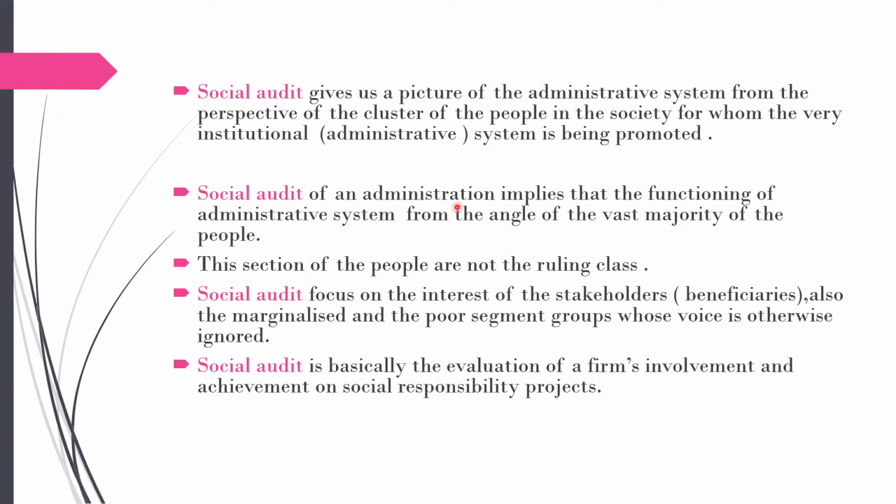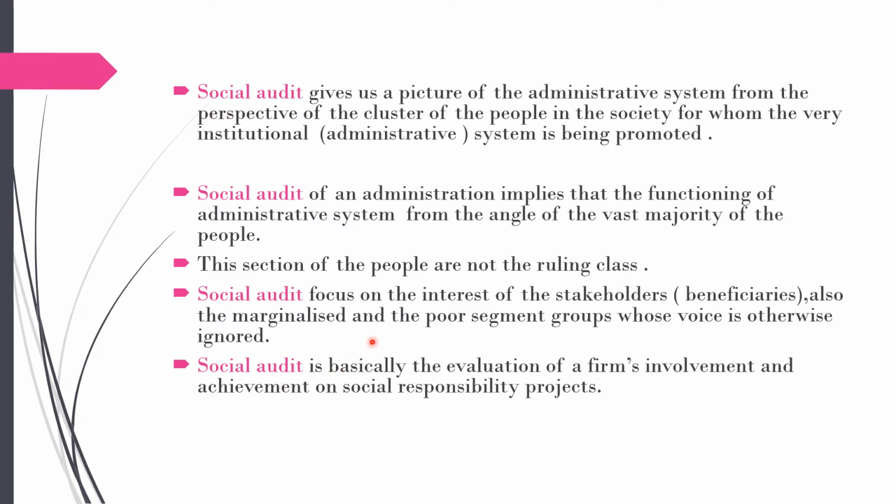Social audit of an administration implies the functioning of the administrative system from the angle of the vast majority of the people, not for my organization, say my board of directors, no, not from that angle. It will be from the other vast majority of the underprivileged people. This section of people we're talking about are not the ruling class. They are the beneficiaries, the stakeholders here.